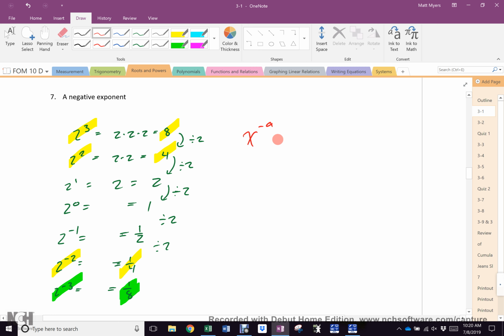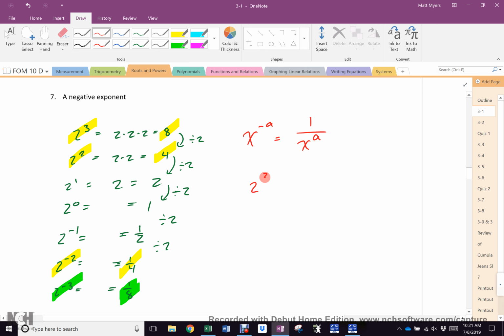X to the negative a equals 1/x to the positive a. You reciprocate. Now again, this is difficult. This is where you're going to screw everything up because you're going to be looking for this shortcut. I don't want you to see the shortcut yet. I want to work a bunch of reasons why it works.